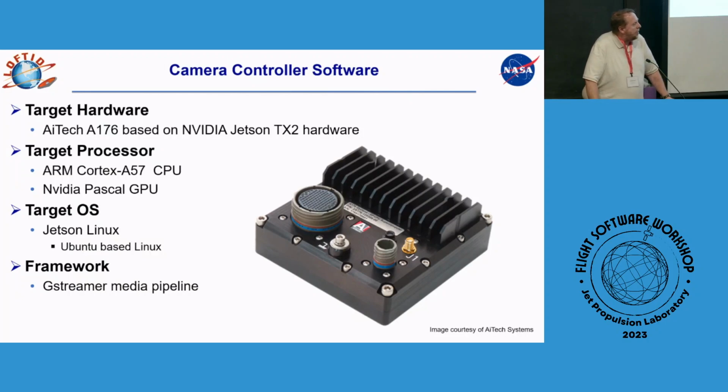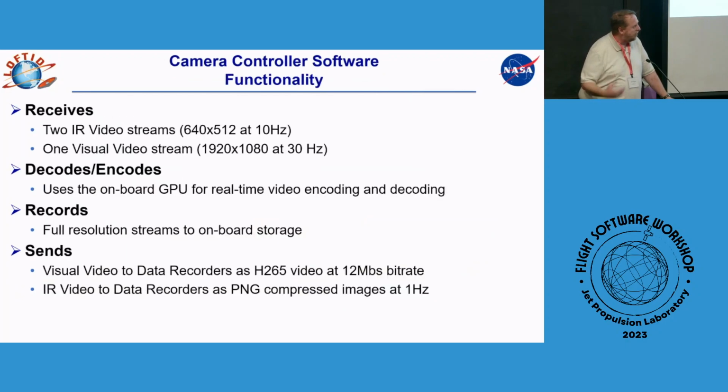GStreamer is just a media framework, and the idea of the software, it would take the video in from the 3 cameras, do all the encoding and decoding in hardware using the NVIDIA chipset. They record the full resolution out to an onboard storage, and then it would downsample the visual to a 12 megabit data rate. We were trying to limit how much we could send over the network. And then it would also only send 1 hertz of the IR video, instead of keeping the full 10 hertz that the IR video was coming in at. So it's pretty simple. It's pretty straightforward. It worked really well. Marshall did a good job with that.